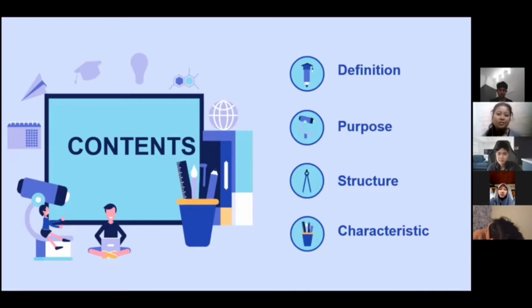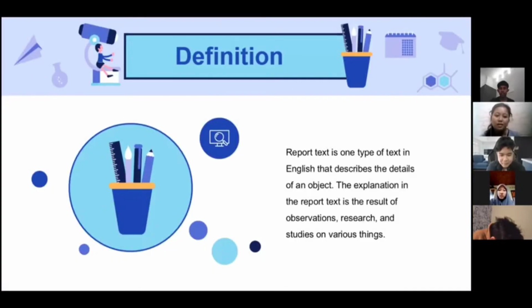The others? All right, if no one wants to answer, I will continue to explain about this material. Firstly, I'm going to explain the definition of report text. Report text is one type of text in English that describes the details of an object. The explanation in the report text is the result of observation, research, and studies on various things.